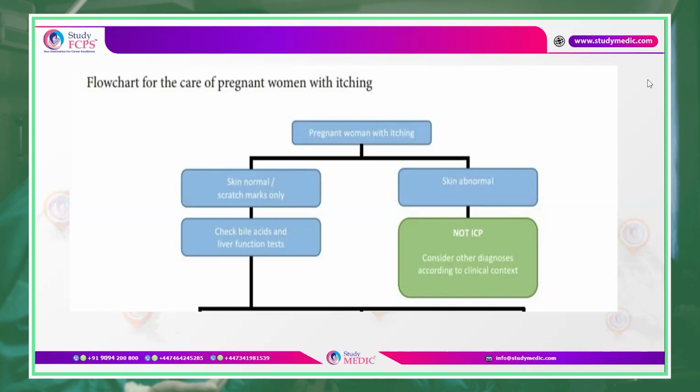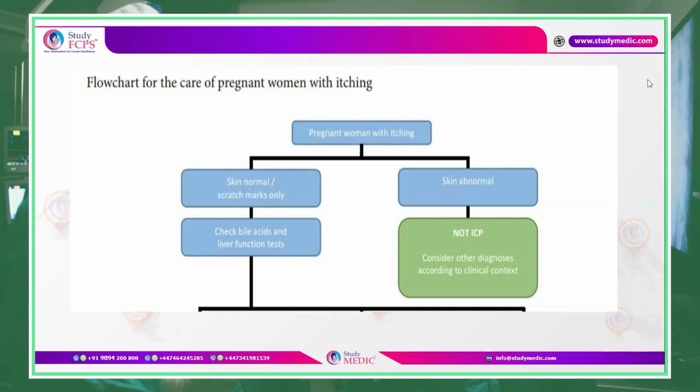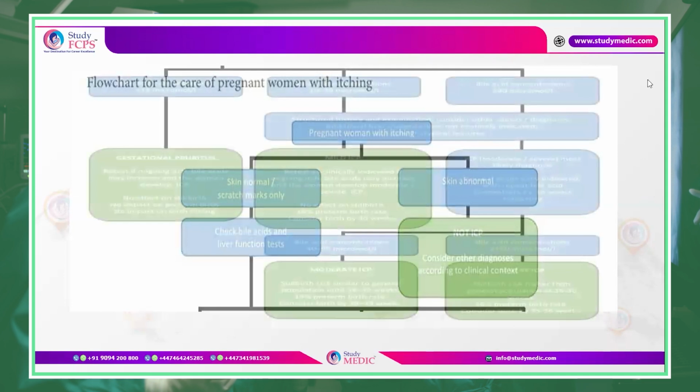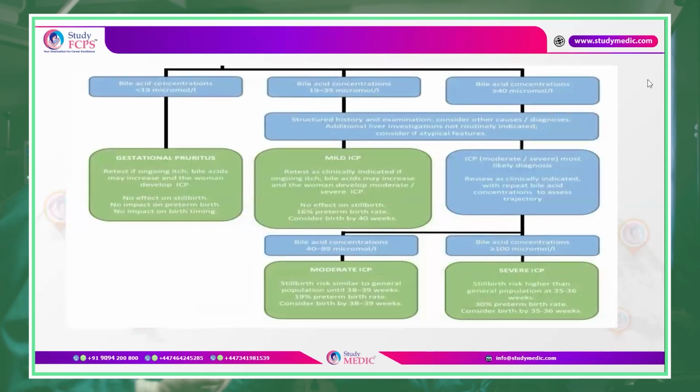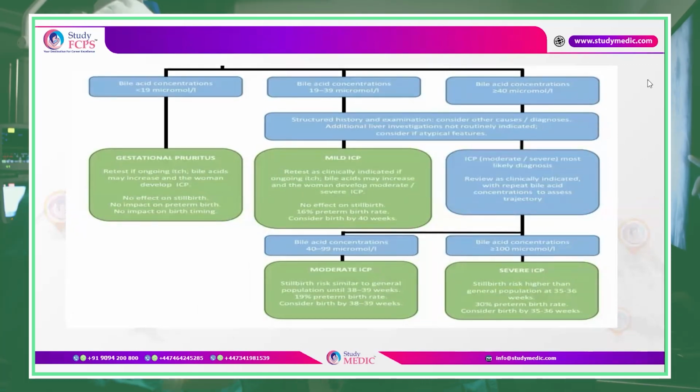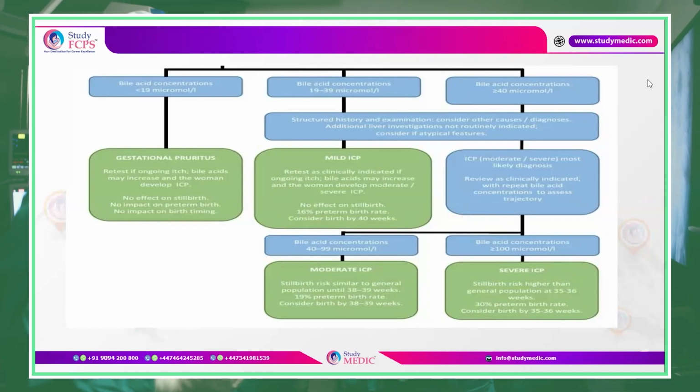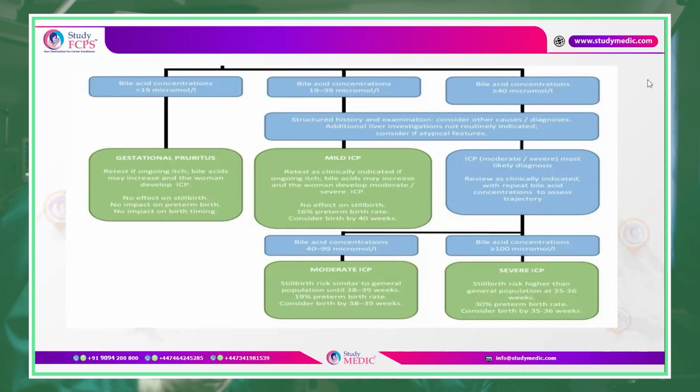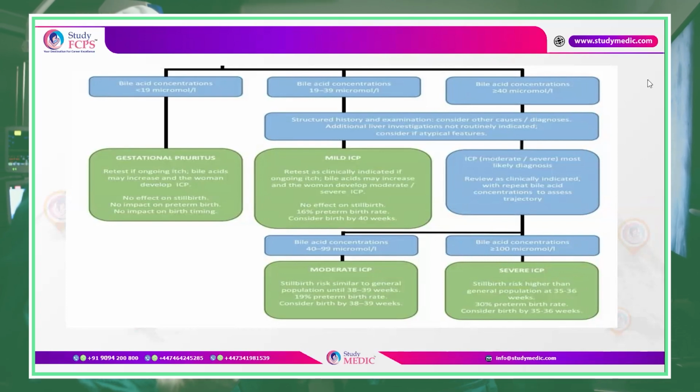And now on the basis of the values, we will classify which category our patient lies in. If the bile acid concentration is less than 19 micromole per liter, that would be gestational pruritus. We will retest if there is ongoing itching, because bile acids may increase and women may develop intrahepatic cholecystitis of pregnancy. So we have to counsel the patients. We also have to counsel the patient that in gestational pruritus, there is no effect on stillbirth, no impact on preterm birth, and no impact on birth timing as per the evidence in the literature.